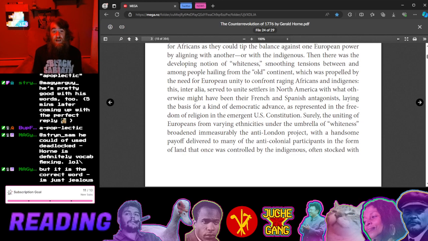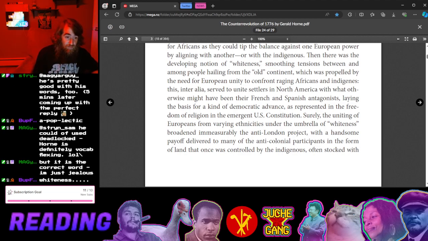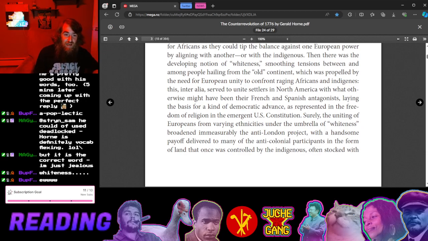Then there was the developing notion of whiteness, smoothing tensions between and among people hailing from the old continent, which was propelled by the need for European unity to confront raging Africans and indigenes. This, inter alia, served to unite settlers in North America with what otherwise might have been their French and Spanish antagonists, laying the basis for a kind of democratic advance, as represented in the freedom of religion in the emergent U.S. Constitution.